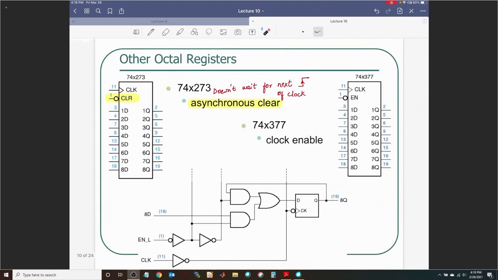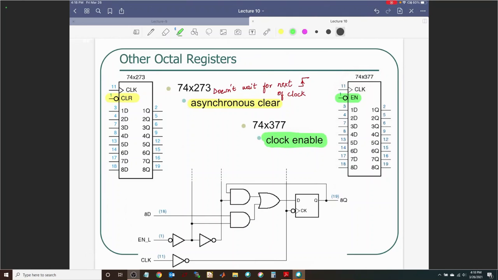All right, the next one is 74X377. How is this different? Still has a positive edge trigger design. There is a clock enable. I am not going to remove my crystal oscillator from the design. I'm going to use an additional input called clock enable input so that I can selectively disable and enable the clocking source. That is your enable input there.